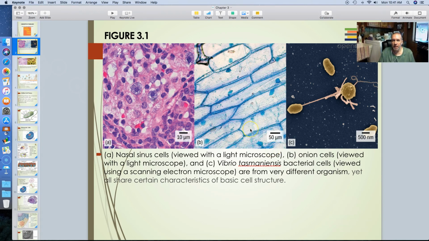Those are light microscopes, the kinds of microscopes that we use in lab or that you've probably seen around for being able to look at stuff. But then we also have scanning electron microscopes that can see things that are even smaller. And the image on the far right here is an image using a scanning electron microscope.